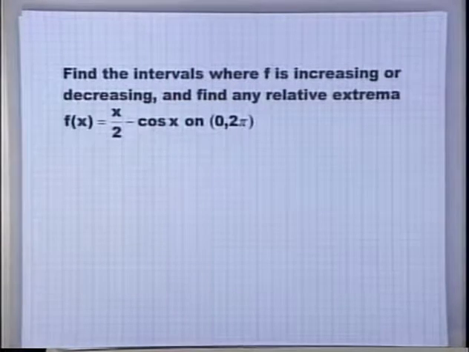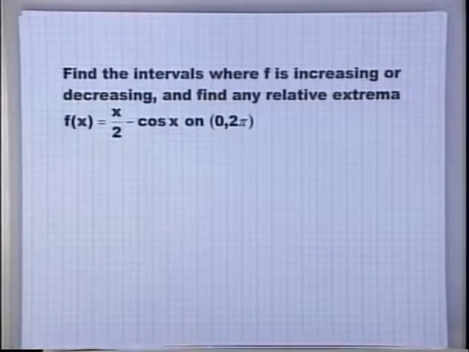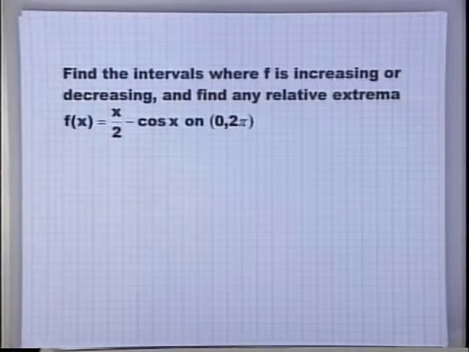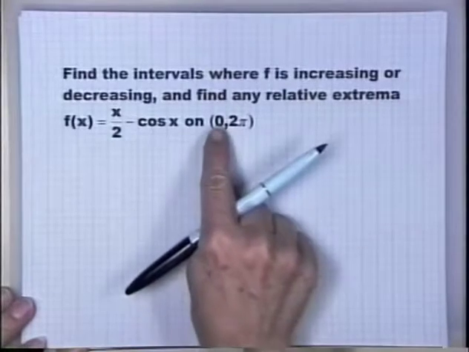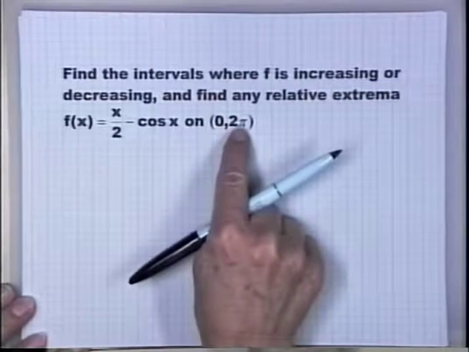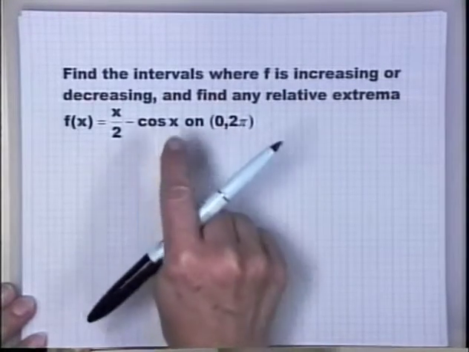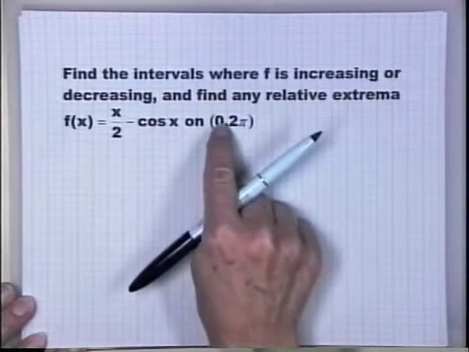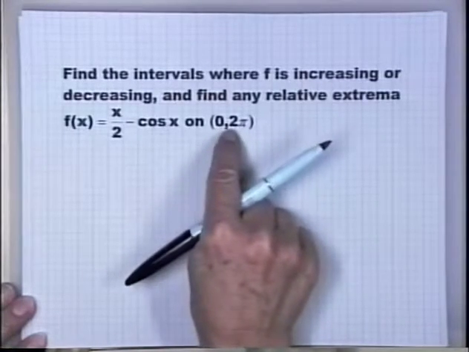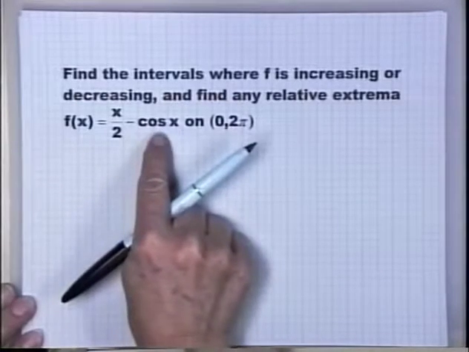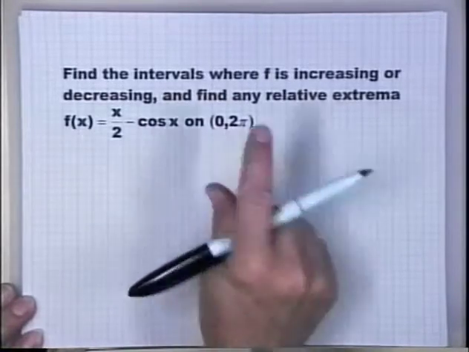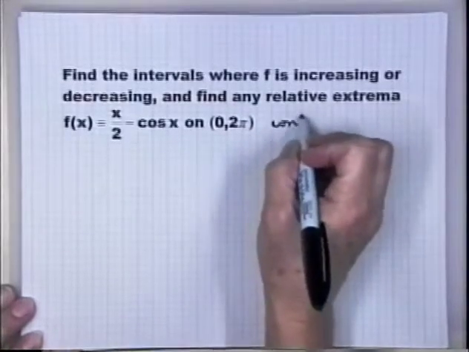Find the intervals where f is increasing or decreasing and find any relative extrema like we did a while ago. Now this involves a trig function. Notice also we've got a restricted interval. Here, you know the cosine graph, how that sort of is periodic. We're only going to concern ourselves between 0 and 2 pi. So the first thing again, our function is continuous on this interval. So we have a continuous function.